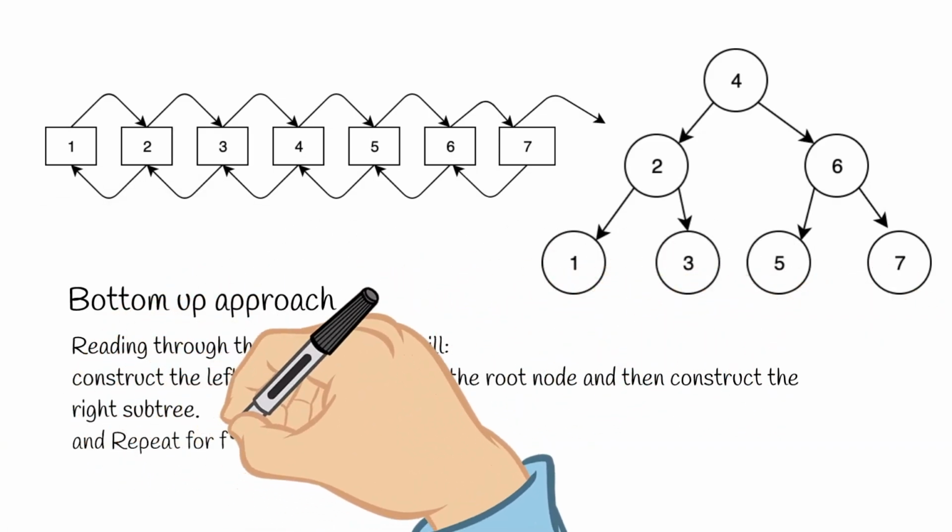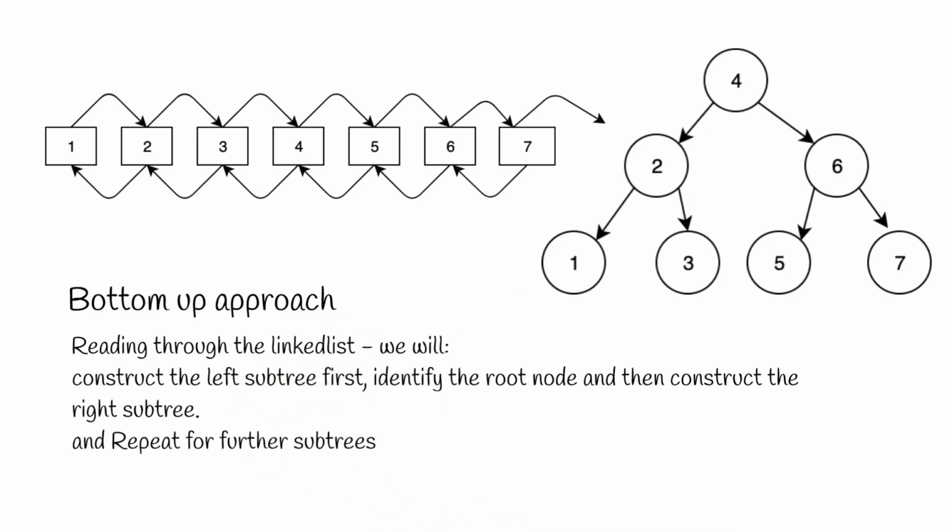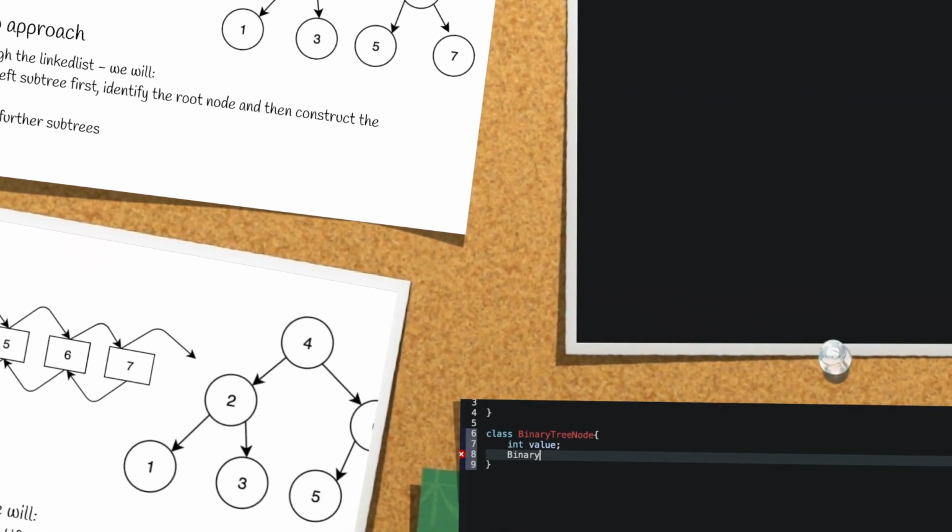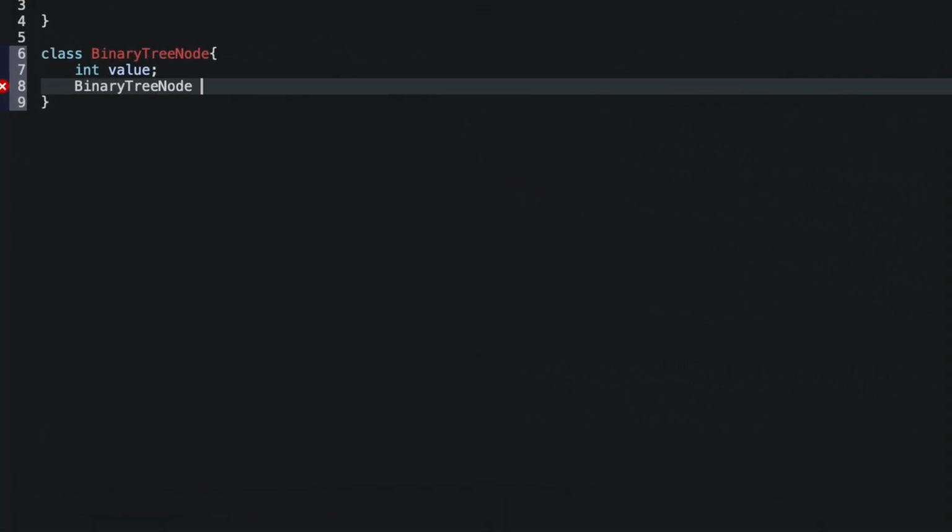So the basic approach that we're going to follow here is, since we don't have access to the middle element right away, we're trying to construct the left subtree first, and then we know which is the middle element and we assign that to a root node, and then we construct the right subtree. Let's see how the code will look like for this.